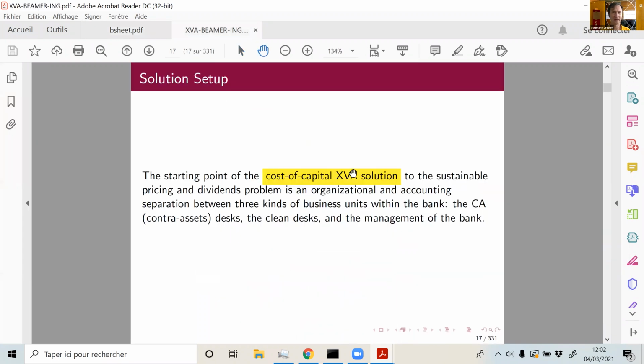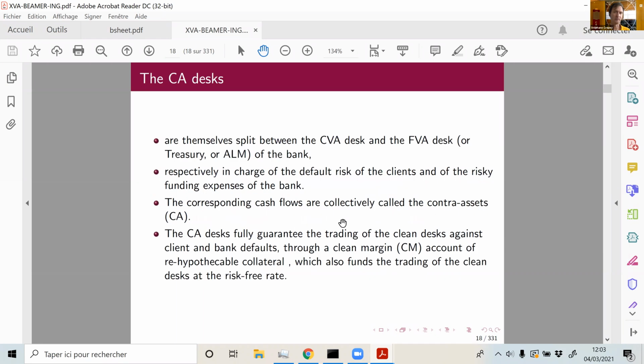So I'm back to the main slides. Okay, and I was saying that we are advocating this separation between different business units within the bank, and this separation will be part of our solution to the problems that we need to address. So we'll have these different desks, so the contra asset desk, the CA desk, the clean desk, and the management of the bank. And I think I already spent time explaining the mission, the mandates of the different desks. I want to be a bit more precise about what the CA desk is doing.